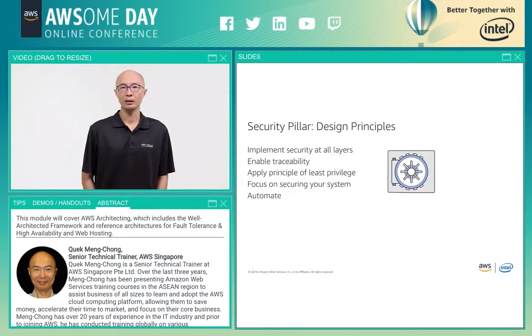When you are architecting, it's important to consider specific design principles to help you strengthen your security. Apply security at all layers. You want to have multiple layers of defense by securing your infrastructure everywhere and at every layer. In a physical data center, security is typically considered only at the perimeter. With AWS, you can implement security at the perimeter and within and between your resources.